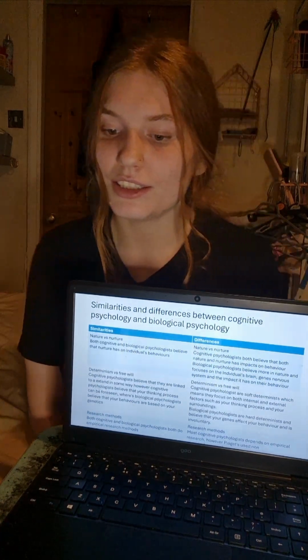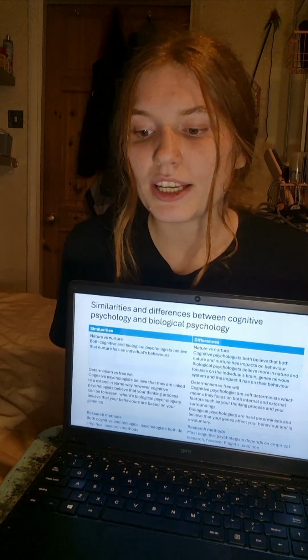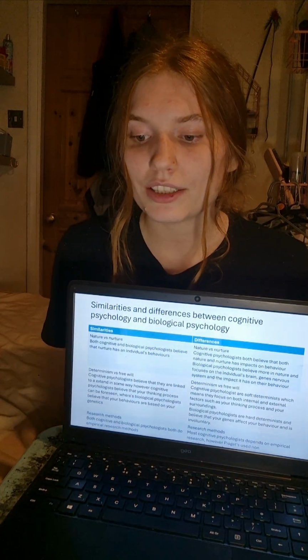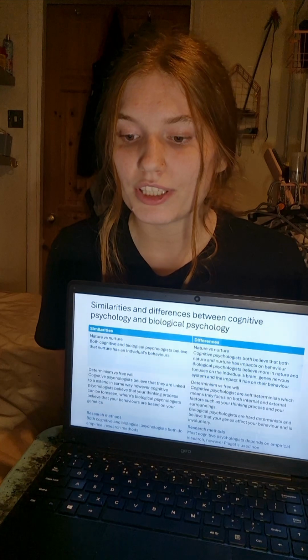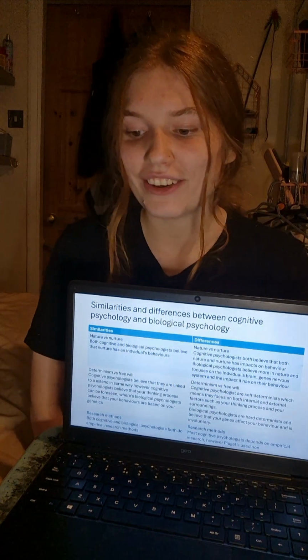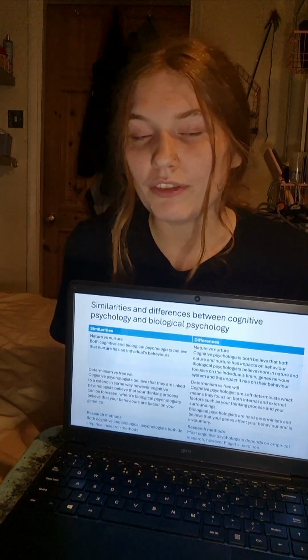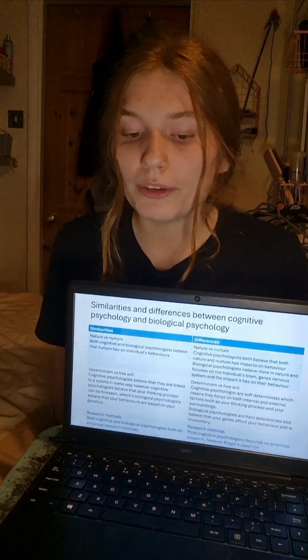The differences. Cognitive psychologists are soft determinists, which means they focus on both internal and external factors such as your thinking process and your surroundings. Biological psychologists are hard determinists and believe that your genes affect your behaviour and is involuntary.